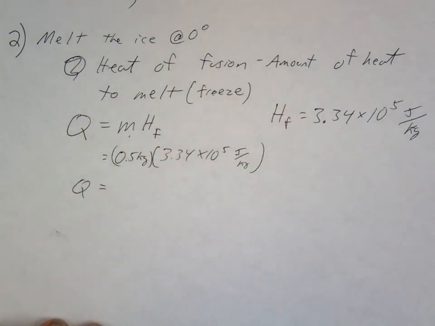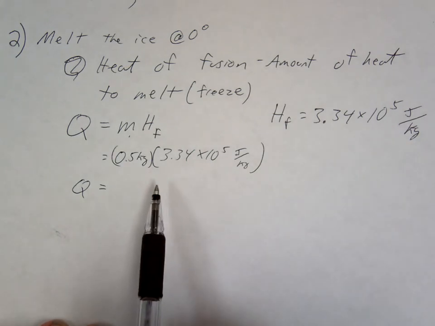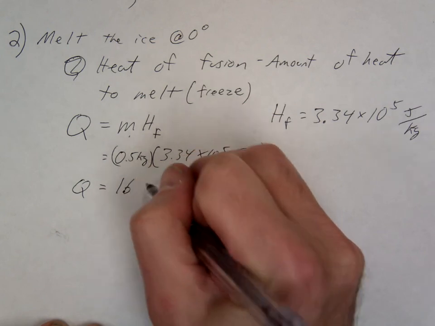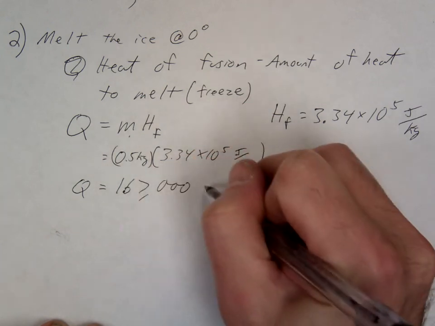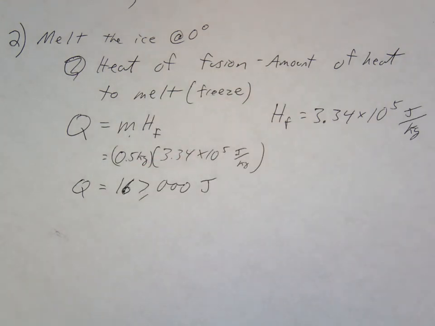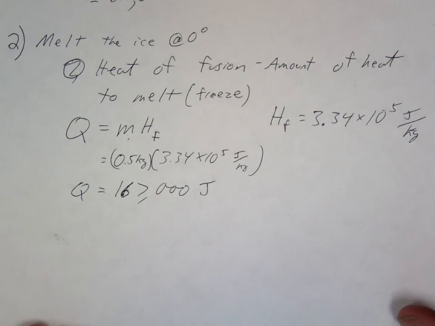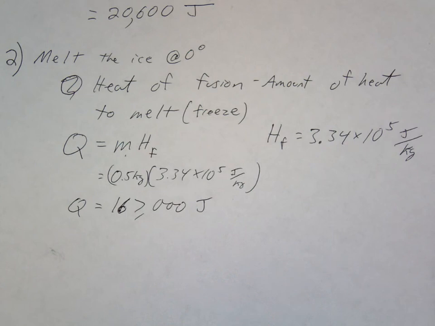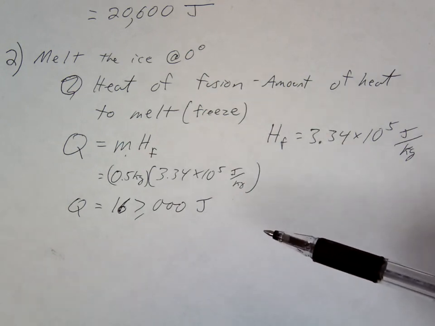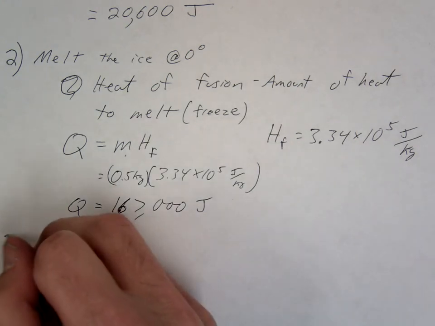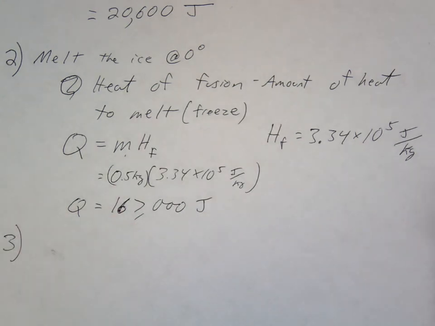Okay, so the amount of heat it takes to melt this, $167,000 joules. Alright, so we now have liquid water. We've melted our ice. What's the temperature of our liquid water? 0 degrees. So if I add some more heat, what am I going to do to that liquid water?